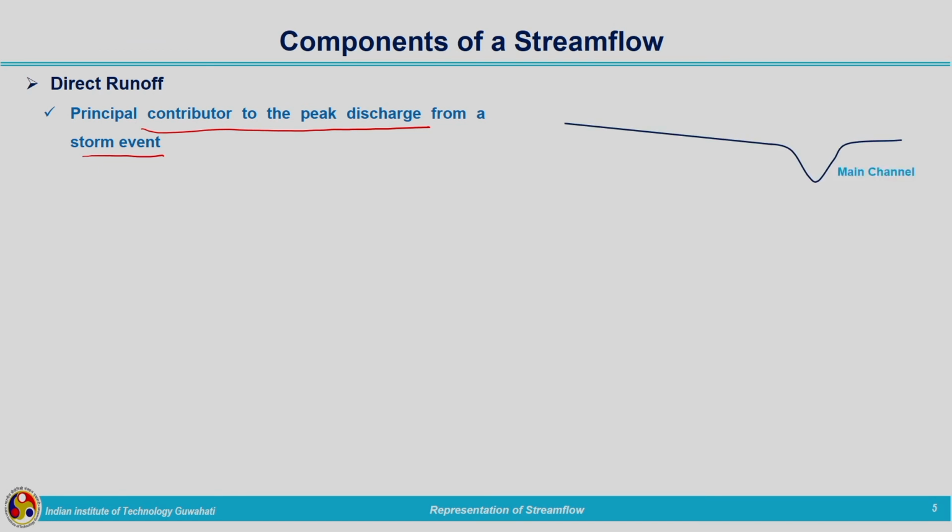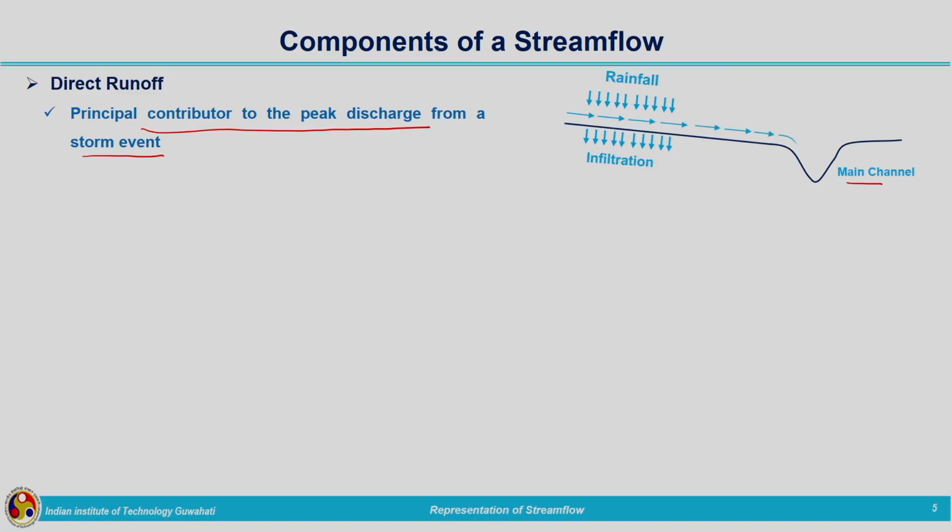Schematically, we can represent this. Let this be the main channel, and we are getting rainfall over the catchment, and what will happen? Infiltration will be taking place initially, and other storage components also will be satisfied. After that we will be getting the overland flow and channel flow. Finally, it will be meeting the main channel in this way. It is the first to reach the channel: rainfall is occurring, infiltration is taking place, and the remaining excess rainfall will be forming the overland flow, and finally it will be meeting the main channel. So, this is the first one to reach the channel.